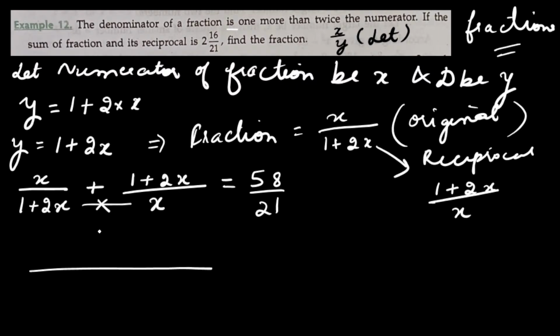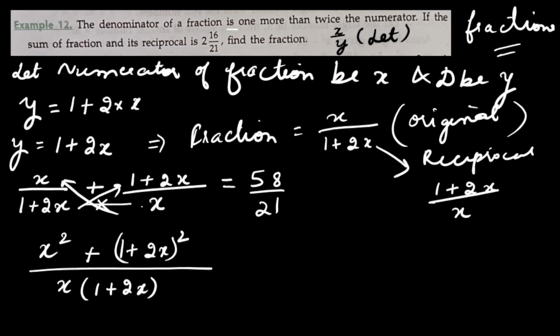So multiplying the denominators, it will become x into 1 plus 2x. And then cross multiplication: the first numerator with the second denominator, so x into x becomes x square. The plus sign as it is, plus the second numerator with the first denominator: 1 plus 2x into 1 plus 2x, which becomes 1 plus 2x whole square. This equals 58 by 21.